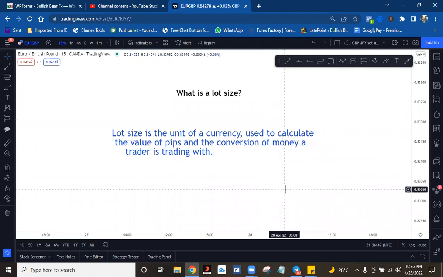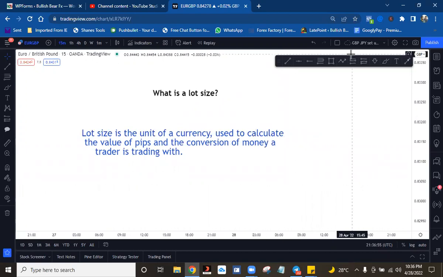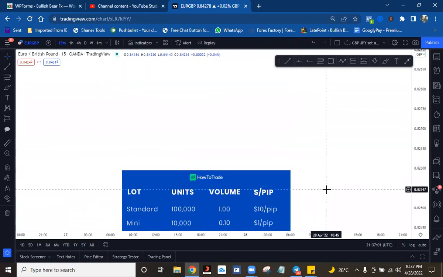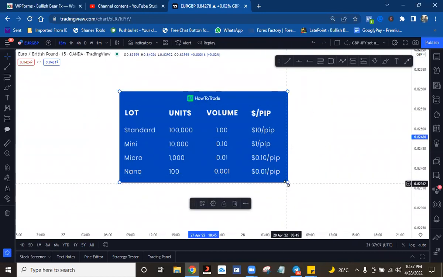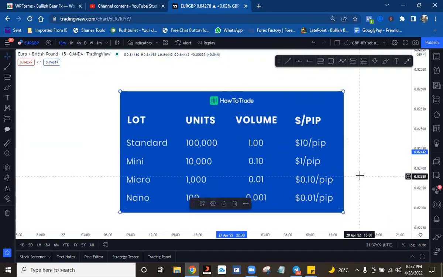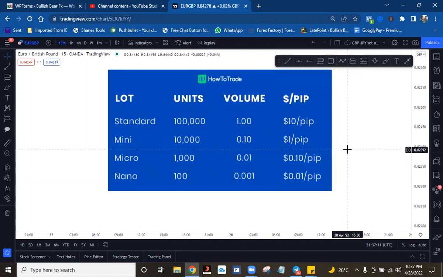So we have 4 kinds of lot sizes. We have 4 types of lot sizes. Make sure you are jotting down, all right? Under the lot sizes, we have what we call the standard lot size. We have the mini lot size. We have the micro lot size. And we have what we call the nano lot size.